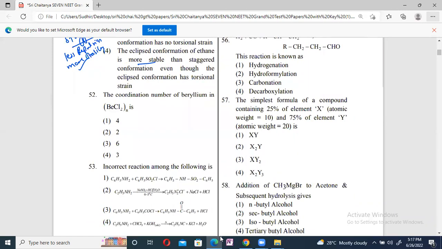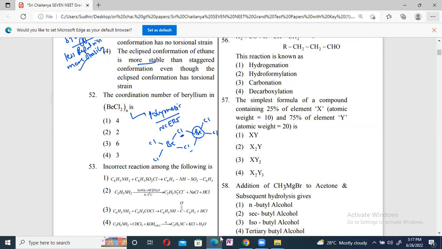Second question. Coordination number of beryllium in BeCl2 in the solid state is. Here, this is the polymeric form of beryllium chloride. As we know, in NCERT, once you go through it, it is from the 2nd group element. They have given the polymeric structure of BeCl2 in this way. You can see each beryllium is surrounded by how many chlorine? 1, 2, 3, 4. Hence the coordination number of beryllium in BeCl2 in the solid state is 4.